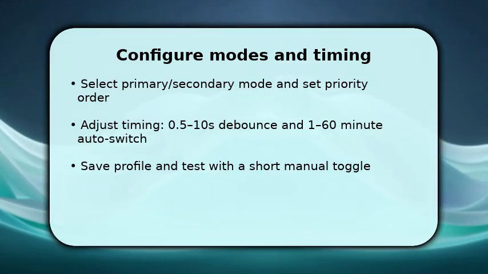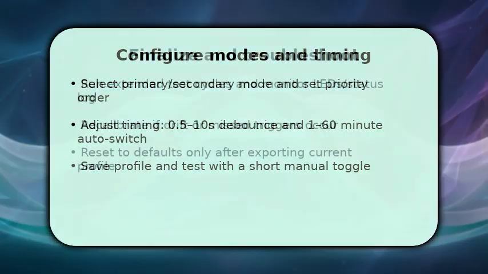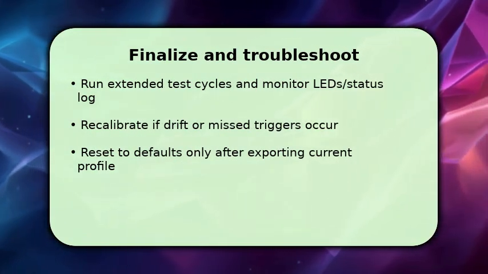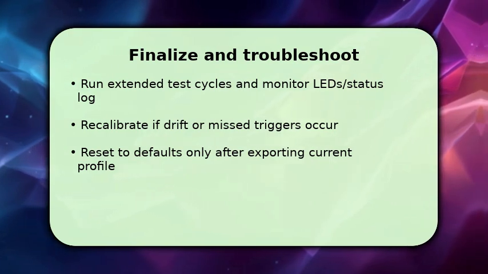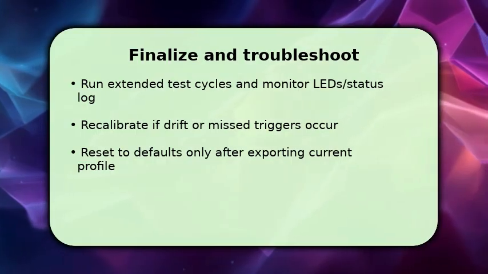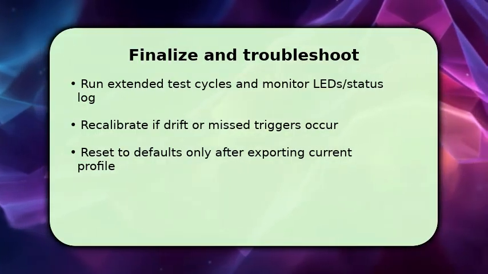Finish by running extended test cycles while monitoring LEDs and the status log so you capture intermittent failures. If you see drift or missed triggers, recalibrate the sensor thresholds and increase debounce time. Those adjustments reduce false positives and missed activations.